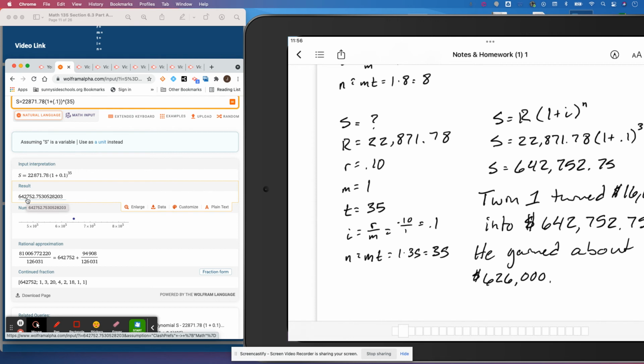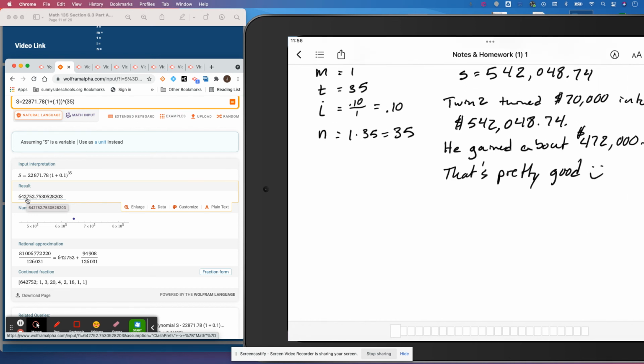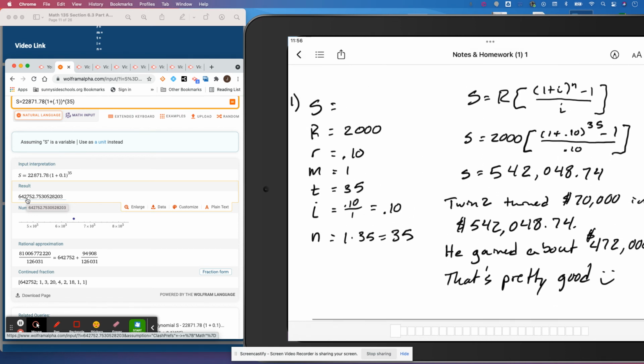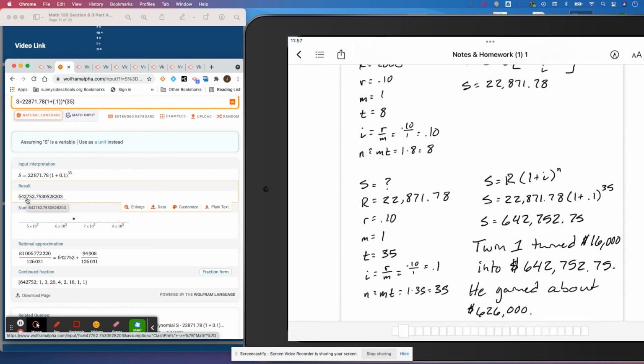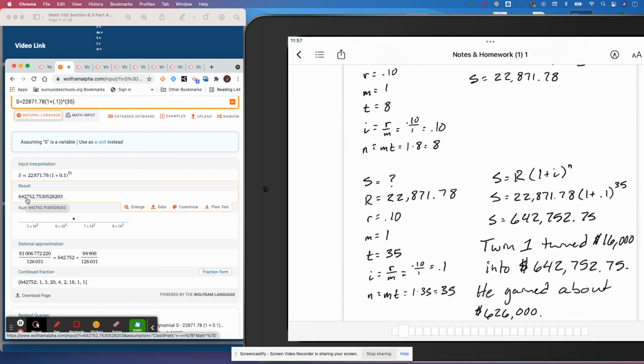And so Twin 2 was able to turn $16,000 into 642. Twin 1 was giving, or Twin, so getting these twins mixed up. This guy, who started first, Twin 2, was able to turn $16,000 into 642,000. The other twin, who thought that he was going to come out ahead because he invested so much more money, ended up at 542. So there is a $100,000 difference between these in favor of the twin that invested less money.